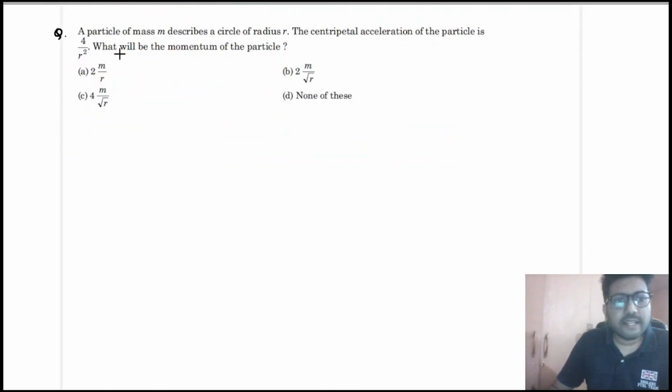Now let us take the next question. In this question, it is given that a particle of mass m describes a circle of radius r. The centripetal acceleration of the particle is 4 by r square. Then what will be the momentum of the particle?